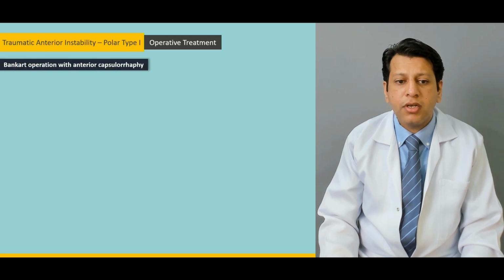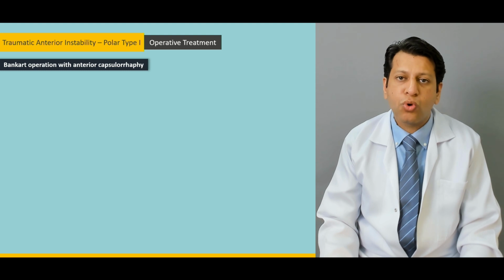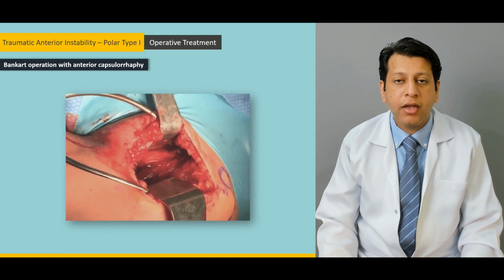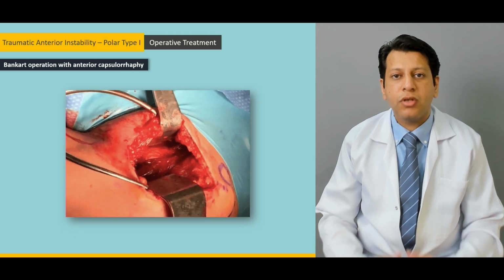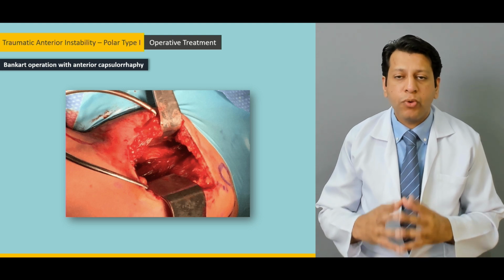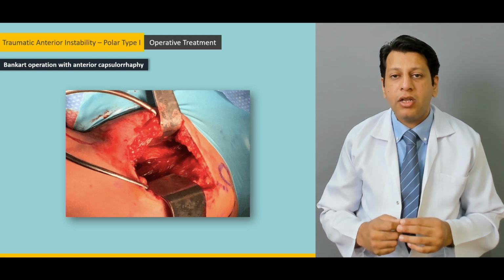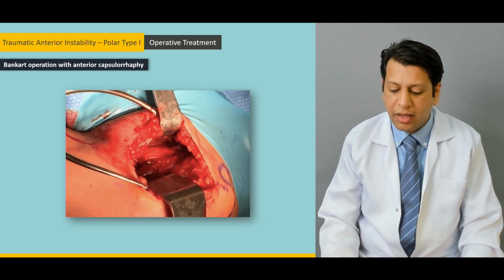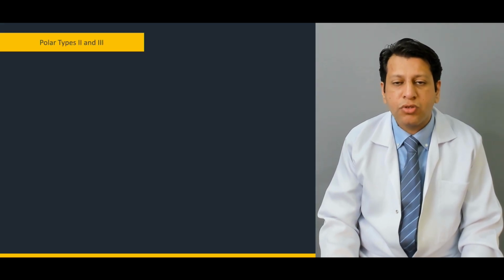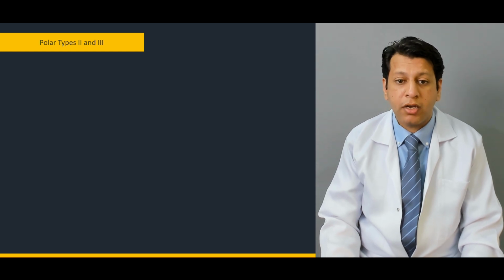Then the other option is the Bankart operation with anterior capsulorrhaphy. This was more commonly done a few years back, because the open procedure for the Bankart lesion involves making an incision over the anterior superior aspect of the shoulder joint, going into the joint, repairing the Bankart and putting it back onto the glenoid, as well as repairing the capsule. But nowadays this is more commonly replaced by arthroscopic repair, which has much better results as compared to the open Bankart repair.